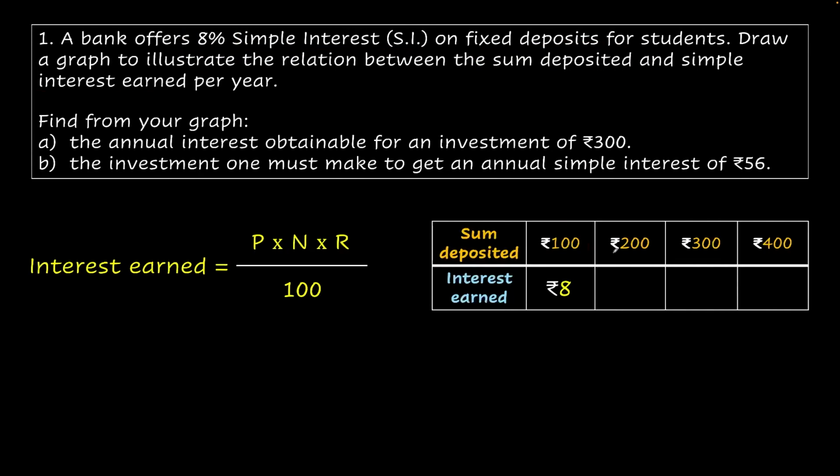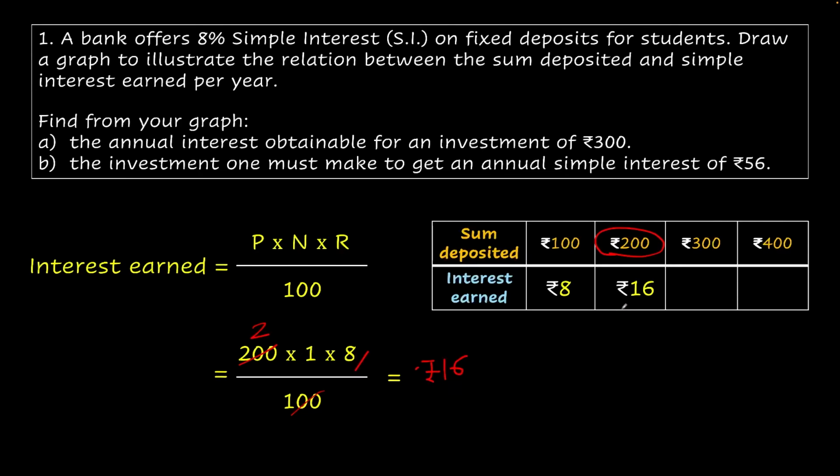Now let's try for sum deposited with 200 rupees. Now P becomes 200 and the rest of it remains the same, because we are trying to see if I deposit what sum, how much interest would I earn for the same amount of time, in this case which is 1 year, and the interest rate is obviously the same, right? So here we would get 16 rupees. So 100 times 2, 2 into 8 is 16. So we get 16 rupees as the interest if I deposit 200.